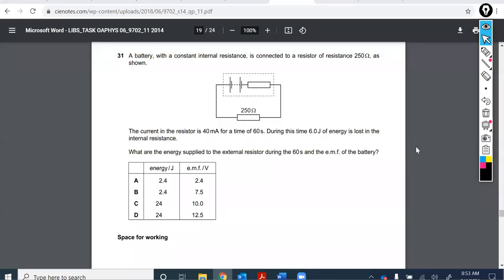This question reads: a battery with constant internal resistance is connected to a resistor of resistance 250 ohms as shown. The current in the resistor is 40 milliamps for a time of 60 seconds. During this time, 6 joules of energy is lost in the internal resistance. What are the energy supplied to the external resistor during the 60 seconds and the EMF of the battery?